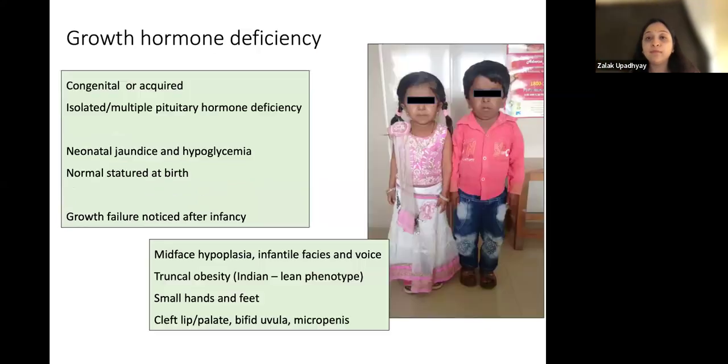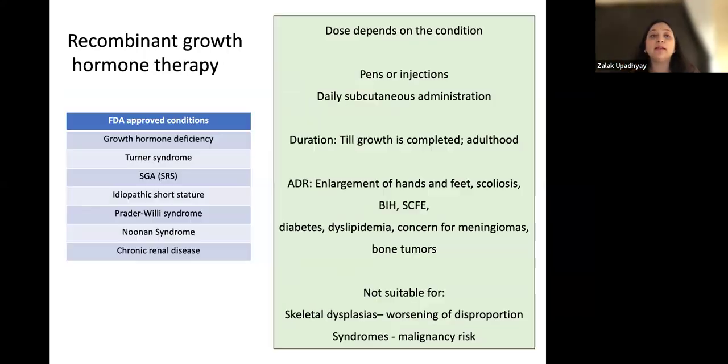Such beautiful. So growth hormone deficiency, there are many causes. It can be congenital or acquired. But you have to look for mid-facial hypoplasia, infantile face and infantile voice. They may have truncal obesity, small hands and feet. Look at the midline defects: micropenis, bifid uvula, cleft lip, palate. We have to look for that.